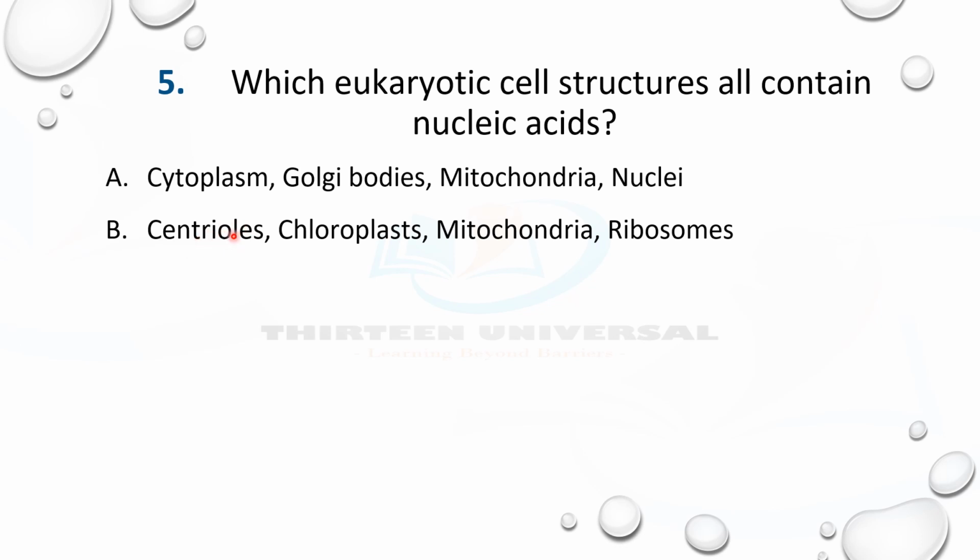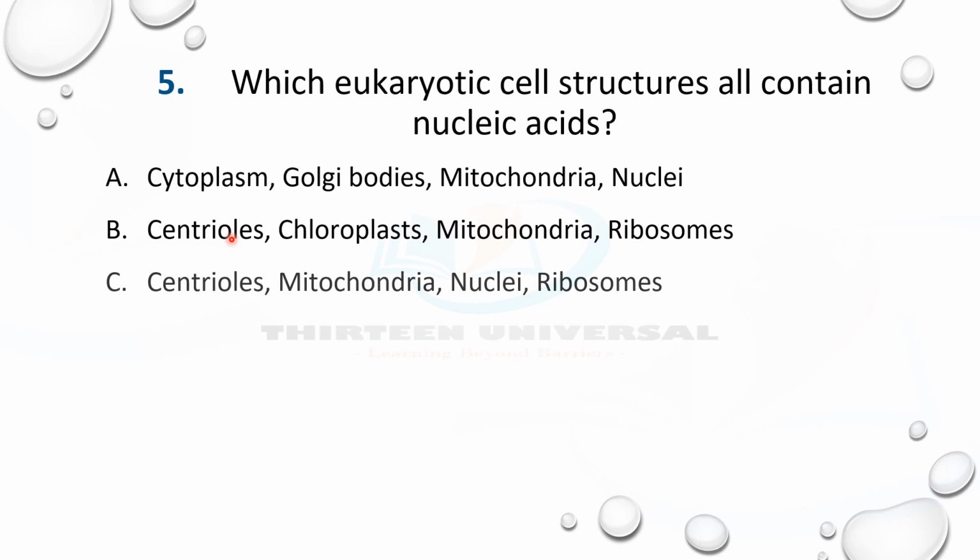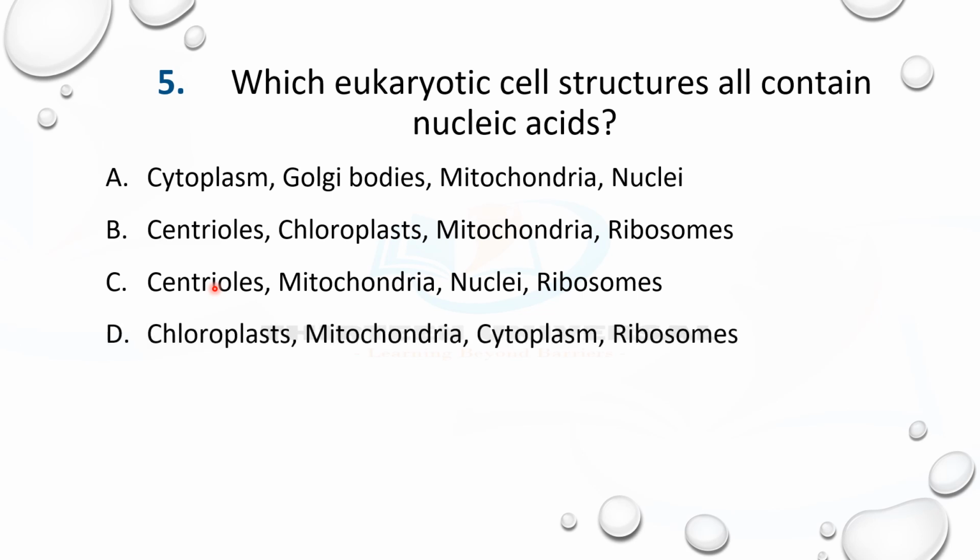Centrioles don't have nucleic acid, they have protein, tubulin protein. So that eliminates B. C says centrioles again, which don't have nucleic acid. That cancels C. So let's look at D. D says chloroplast. Yeah, chloroplast has circular DNA. Of course, it will have messenger RNA, transfer RNA, ribosomal RNA, and has 70S ribosomes. The same thing with mitochondria: circular DNA, and it also has 70S ribosomes, so it will have messenger RNA. All right, they have nucleic acid.